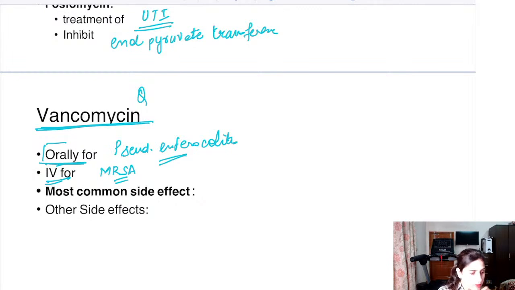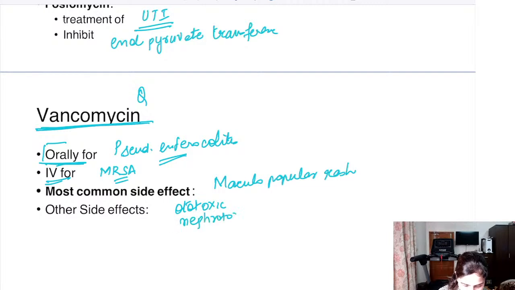The most common side effect seen with vancomycin is maculopapular rash. Okay? And there are some other side effects also. It is highly ototoxic and nephrotoxic, so it needs dose reduction in renal failure. And the popular question with vancomycin side effects is, yes, very good, red man syndrome.